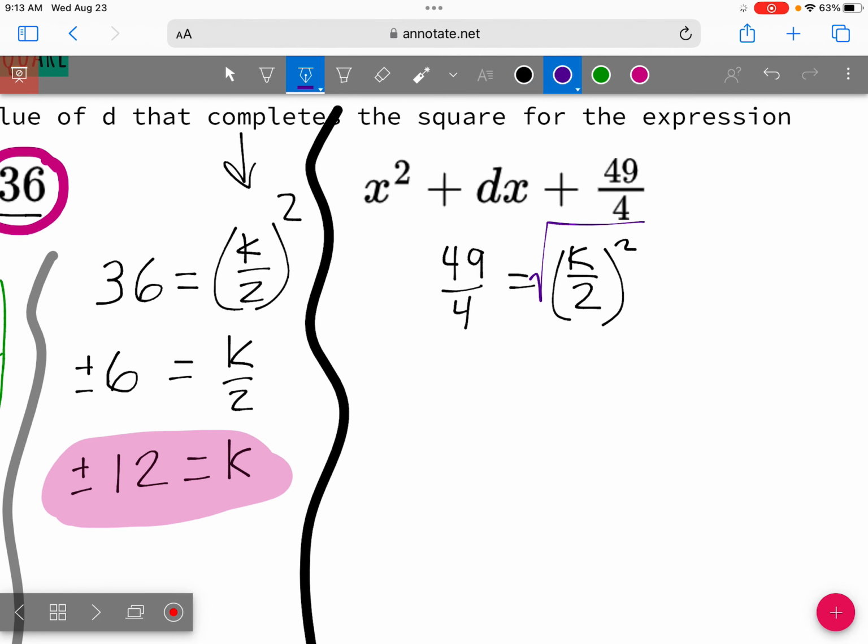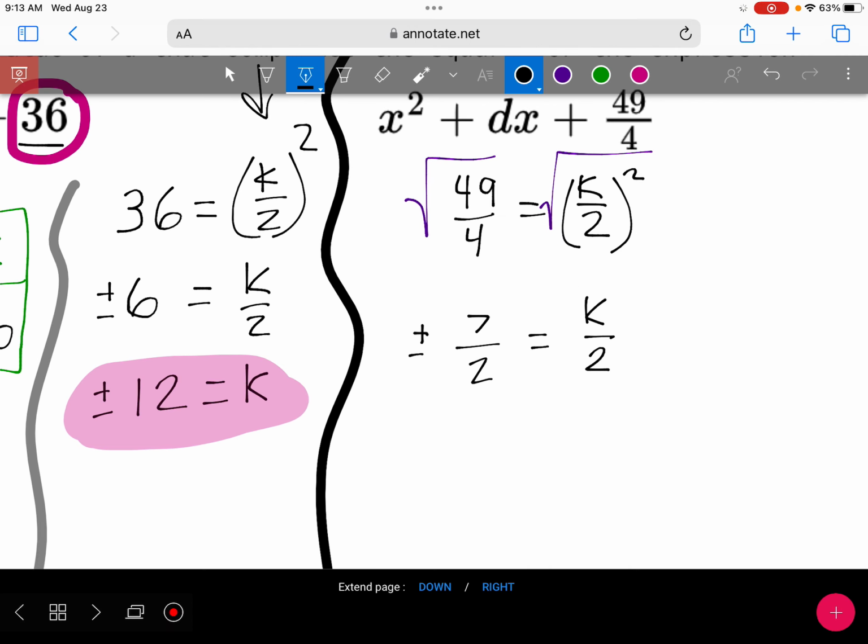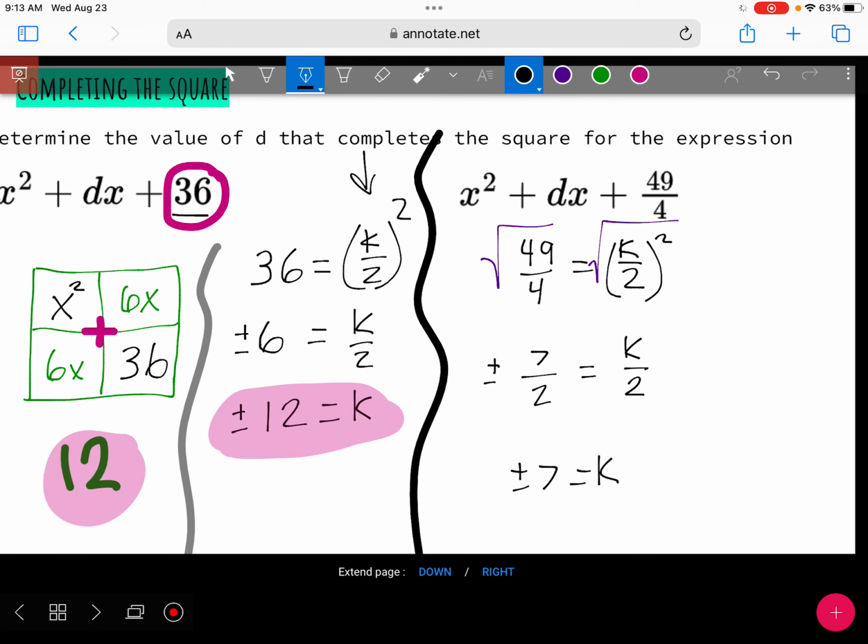So if we square root both sides, square root of 49 is 7, square root of 4 is 2. So we're plus or minus 7 over 2 equals k over 2. What's k? Plus or minus 7. So doing it the calculatory way is fast and efficient. Sometimes this is a little easier to see. I don't care how you do it.